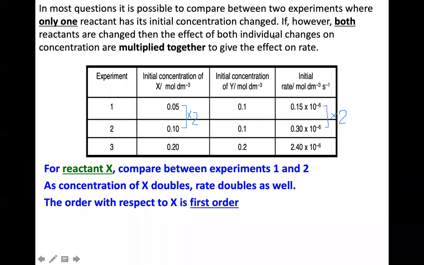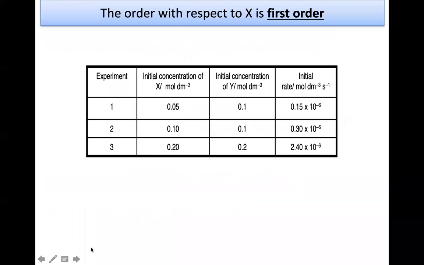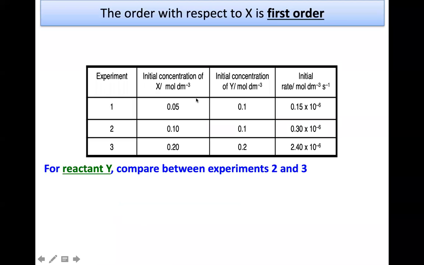Okay. Next one is we want to look at reactant Y. Now, if you look at reactant Y, experiments 1, 2, and 3, there are no two particular experiments that just change Y, okay? If you look at experiments 1 and 2, Y is not changing at all, so you can't use 1 and 2 because it will not give you any insight on the effect of changing concentration of Y, because Y is not even changing.